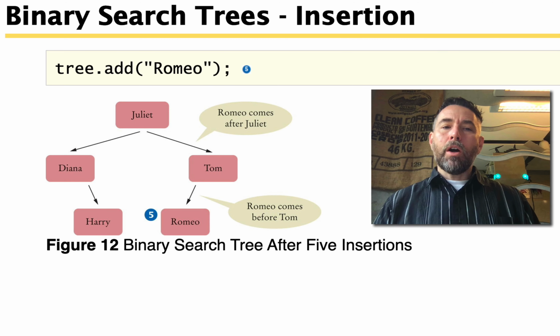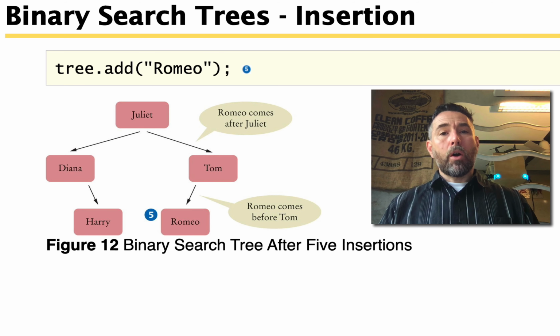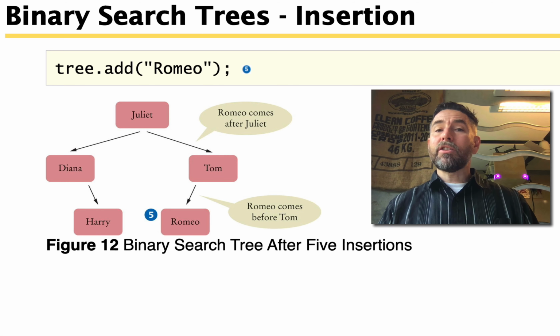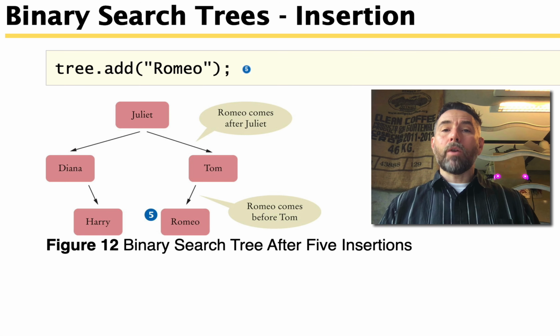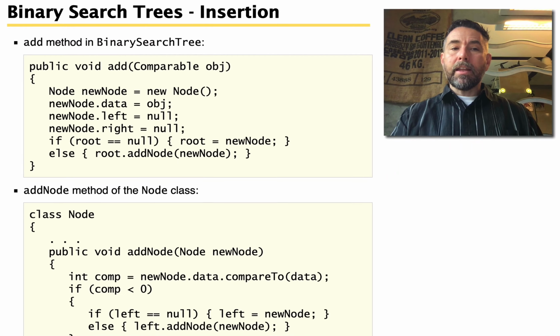Finally, if we decide to add Romeo, we need to walk down the tree, and we say Romeo is greater than Juliet alphabetically. We get to Tom. Tom is greater than Romeo alphabetically, so we go down the left branch, and then we add Romeo to the left side. So nice recursive algorithm. What does that look like in code? Well, it kind of looks like this.